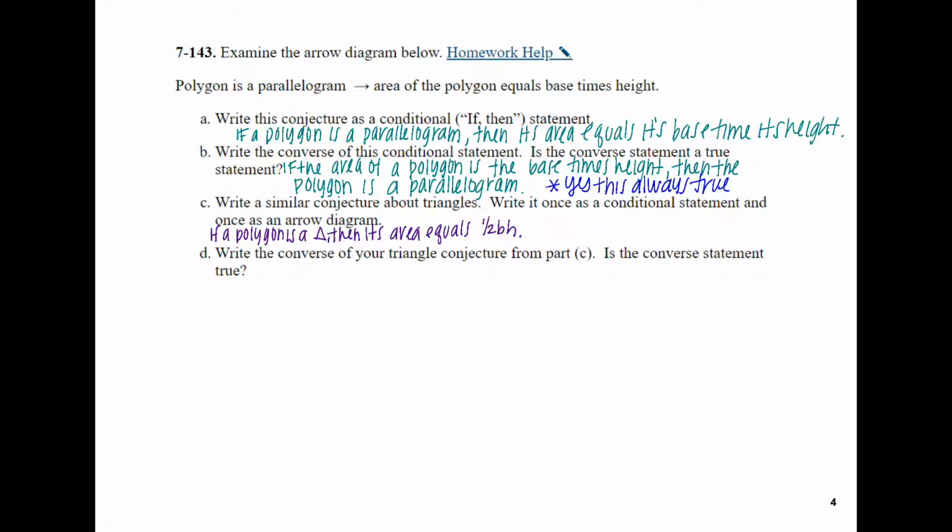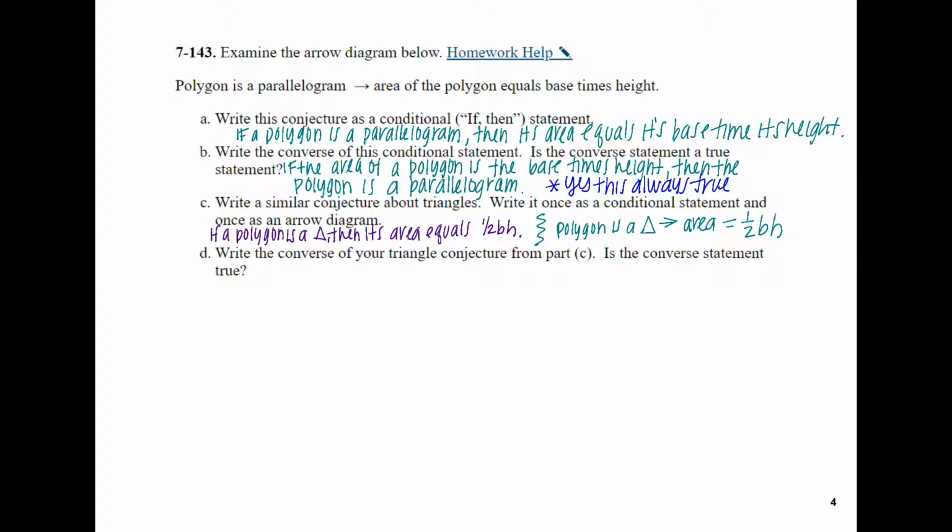To write it using an arrow diagram, we would simply say a polygon is a triangle, which implies the area of the polygon equals 1/2 base times height.